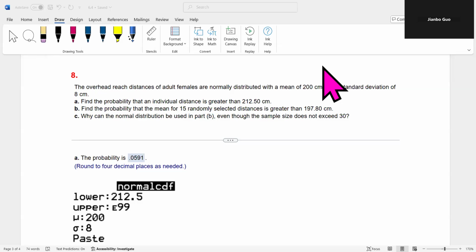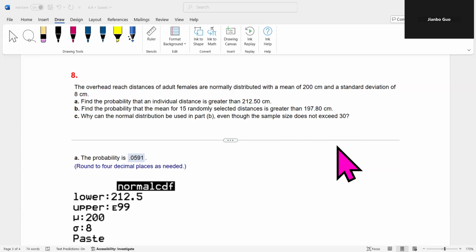Hello class. In this video, I'm going to show you how to use the central limit theorem to find probabilities. Let's take a look at this question. The overhead reach distances of adult females are normally distributed with a mean of 200 centimeters and a standard deviation of 8 centimeters. And we need to complete the following three parts.